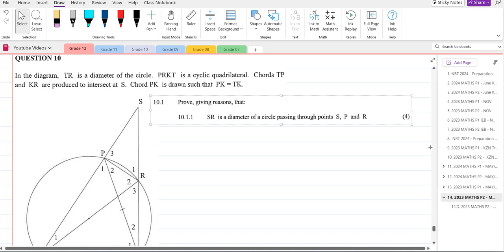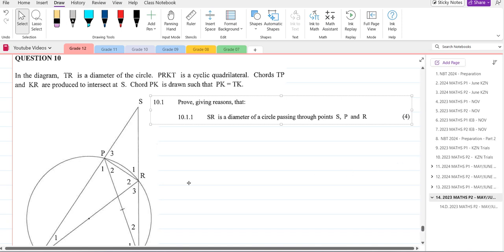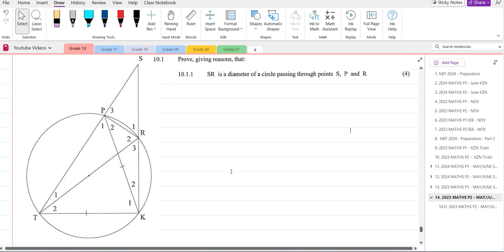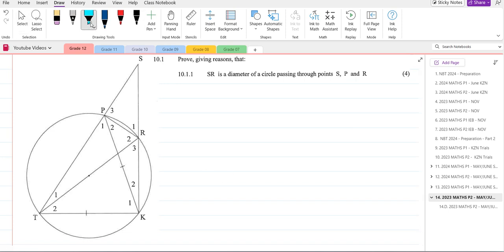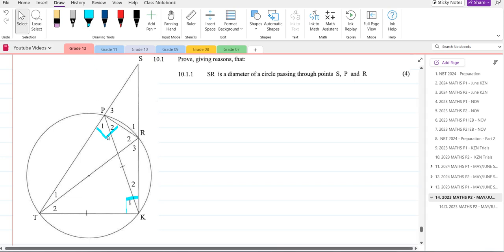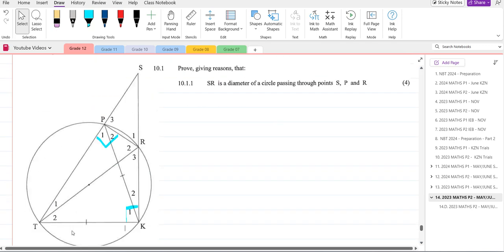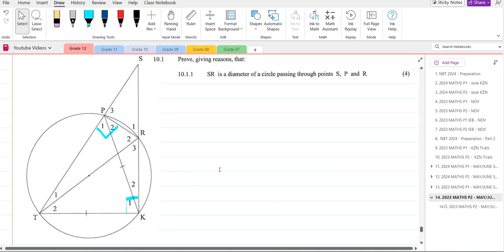Alright, so let's see what they're talking about. In the diagram, TR is a diameter. Since that's the diameter, remember that angle is 90 and that angle is also 90. So we got 90 and 90. So this entire big triangle is a right angle triangle, and this small triangle is also a right angle triangle.